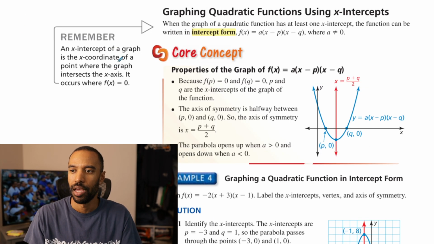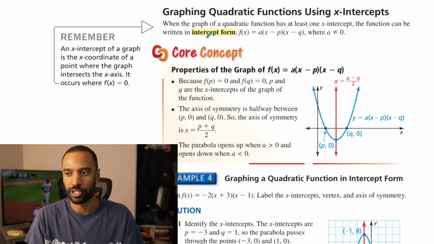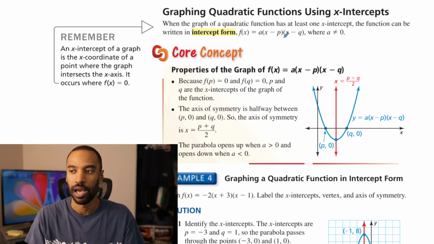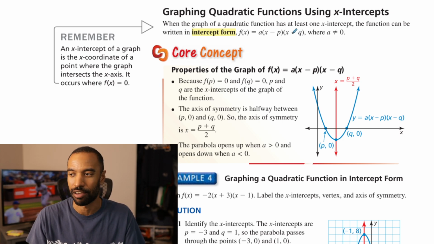I'll keep moving forward. All right, let's graph quadratic functions using x-intercepts. Now, this is what's called intercept form. I also refer to it as factored form because that's where you're actually doing factoring of your quadratic. This is assuming it's factorable, or they give it to you in that form, of course.